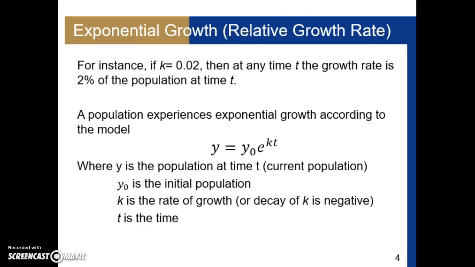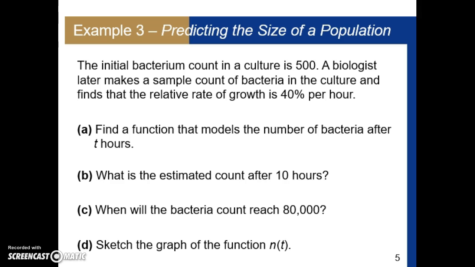y, this y right here, is the current population. It's the population at time t. So this is the current population. y naught is the initial population. k is the growth rate, and t is the time. If we are in decay, if the population is in decline, k will be a negative value. If it's in growth, if it's increasing, k will be a positive value.